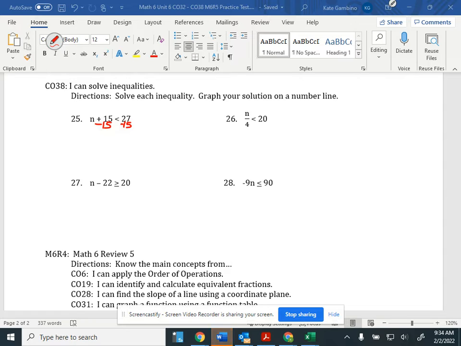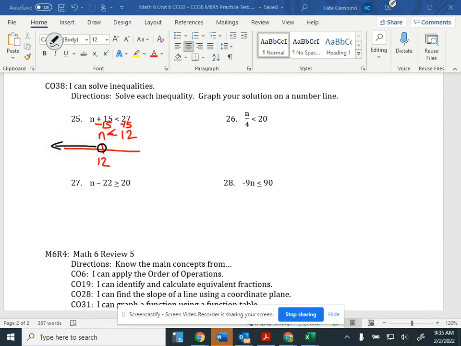So n plus 15 minus 15 gives me just n, less than 27 minus 15. What is 27 minus 15? Peyton? 12. That's what I'm going to graph. And I'm going to say, okay, my less than, there's no equal sign, so it's an open circle. Less than points to the left, so my arrow points to the left.